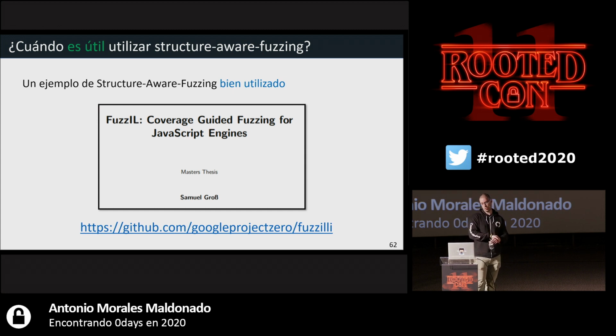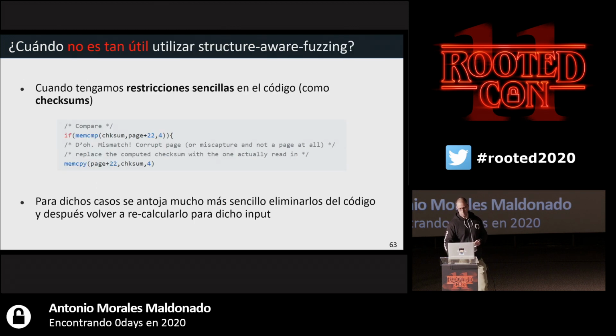This was created by Samuel Groß, and it's a very good example of how he used personalized mutations to work with Google Chrome. Everything is well detailed. This is a master's thesis, or a PhD, I believe. If you're interested, you can go through this document, this thesis or dissertation paper, because it's very complete. So personalized mutations are useful, but they are not useful when we have simple restrictions.